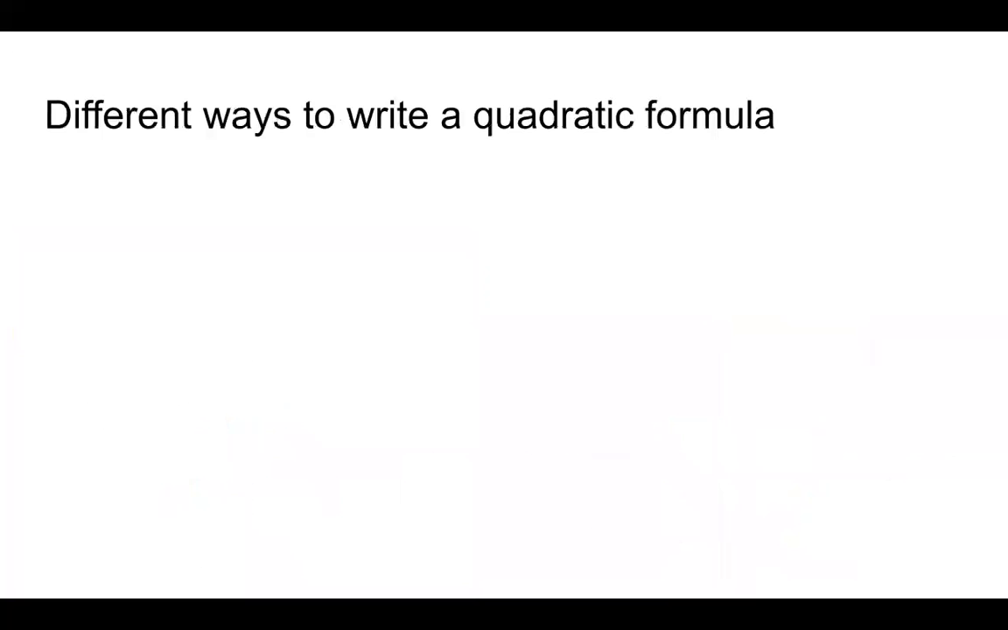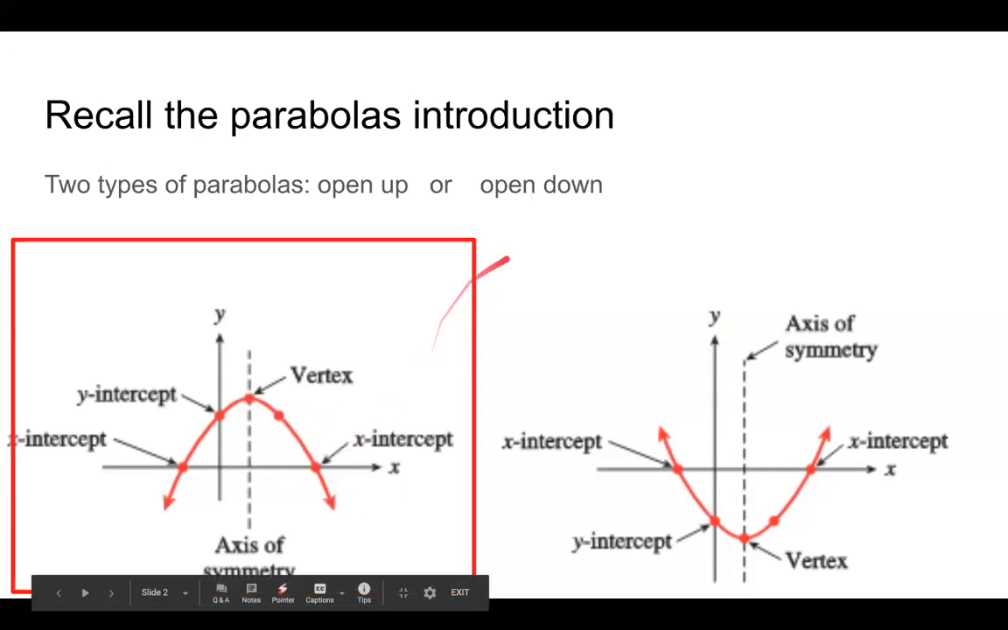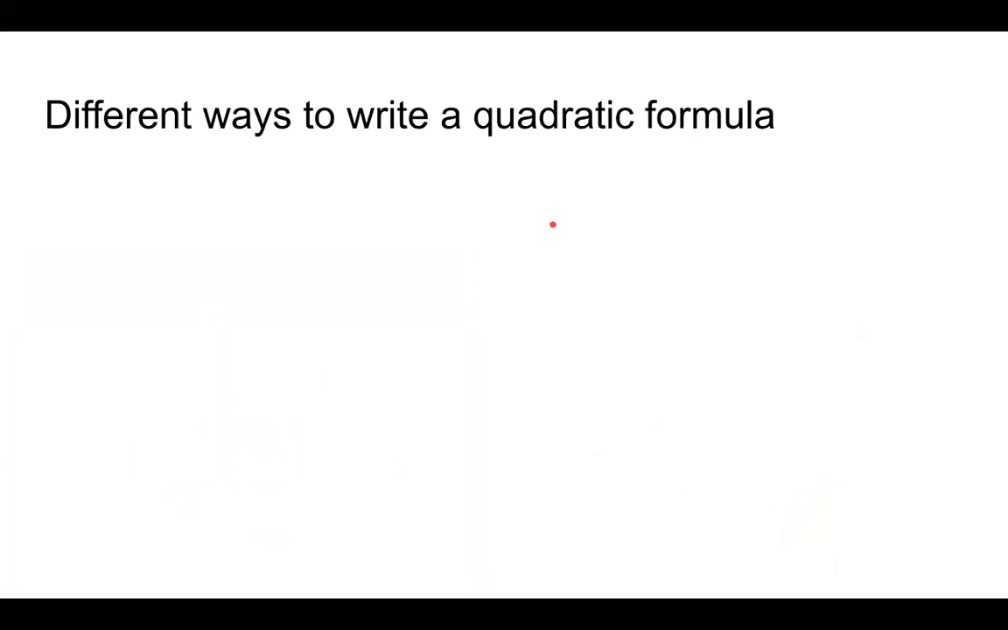Moving on. So there's different ways to write a quadratic formula. Now remember, quadratic formula is what makes these parabolas. Any quadratic formula that you have will create a parabola. So there's different ways to write your quadratic formulas. There's actually three of them that we'll talk about, but primarily one or two that we're going to use.